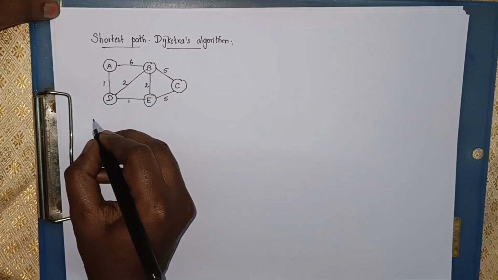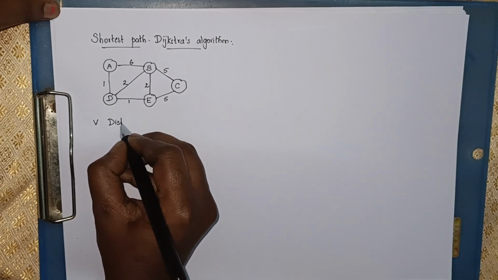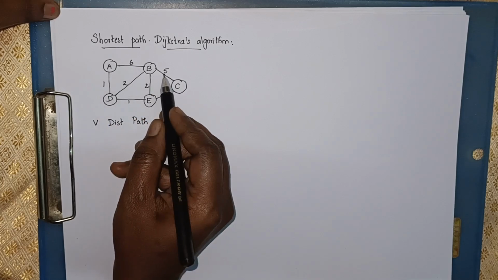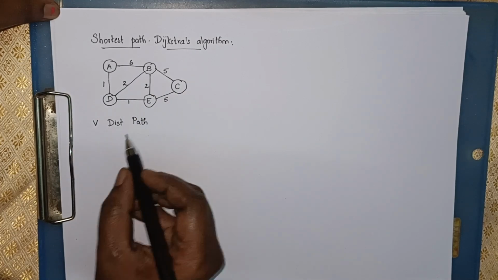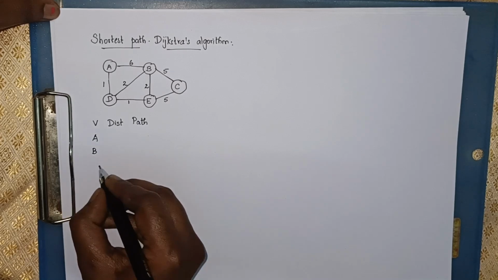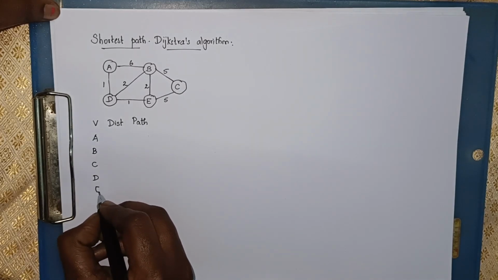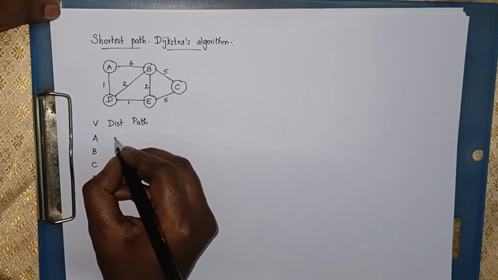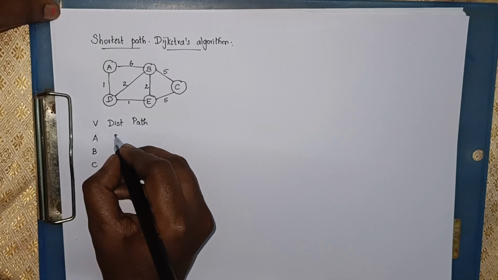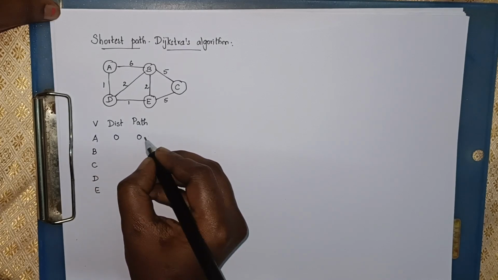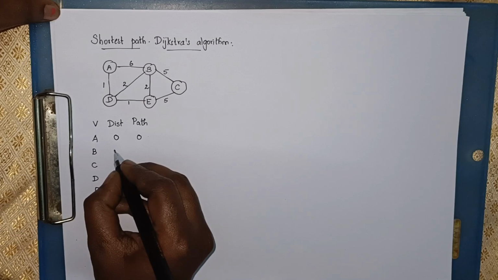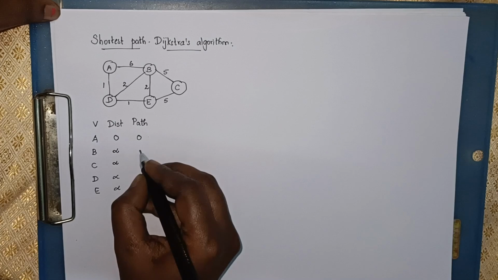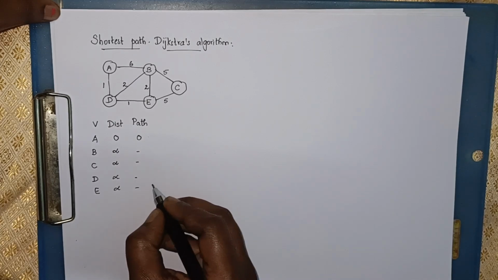So the table includes vertex, distance and path. So vertices means what are the vertices? A, B, C, D, E. So we are going to note A, B, C, D, E. I am going to take my initial starting vertex as A. So the distance of A from A is usually 0. So note it as 0, and the path is also just noted as 0, and other distances you mark as infinity, because we do not know what the distance is. And for the path we just put a hyphen.